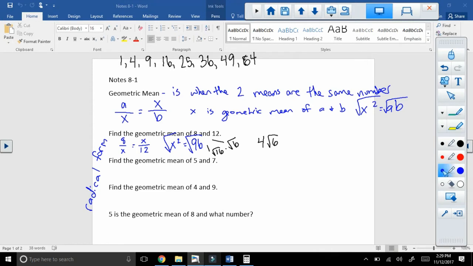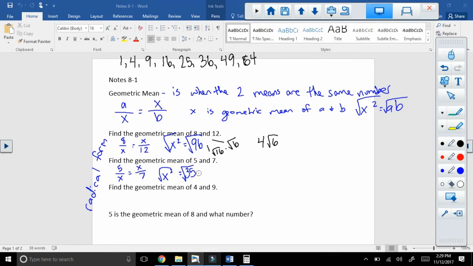You won't have to do these for all of them. Sometimes they'll work out a little nicer, but a lot of times you're going to have to simplify that radical. For this next one, finding the geometric mean, again, you put both means as x, and the other numbers are 5 and 7. So when I cross multiply here, I get x squared equals 35, and then I'm going to take the square root. Again, don't just want to give that as a decimal.